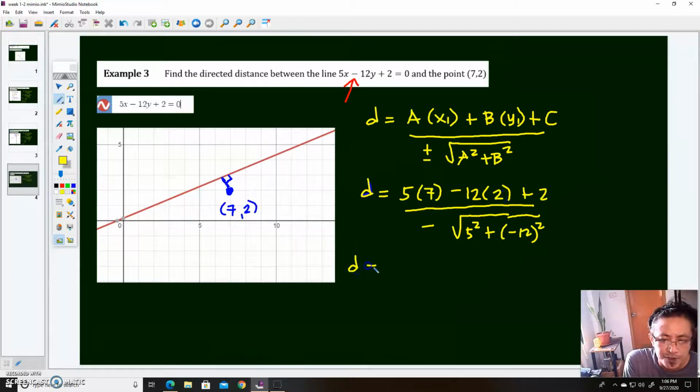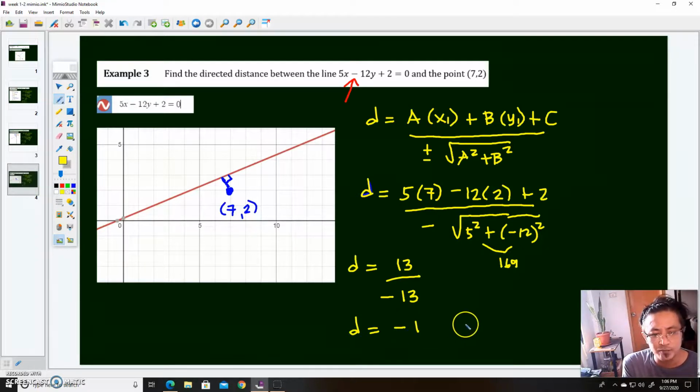And all we need to do is simplify. We have here 35. You know this is 24. 35 minus 24 is 11, plus 2, that is 13. Now the denominator is negative. 5 squared plus 12 squared, you know this is 169, and the square root of 169 is 13, so you have negative 13. Now we will get positive over negative, negative 1.